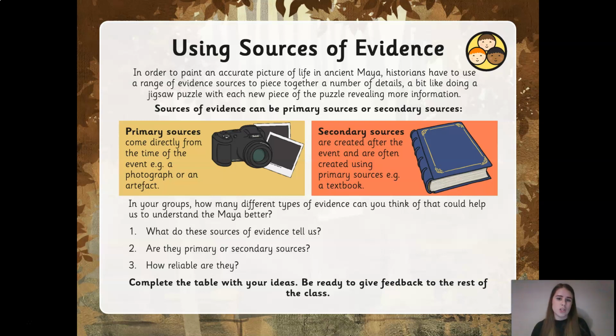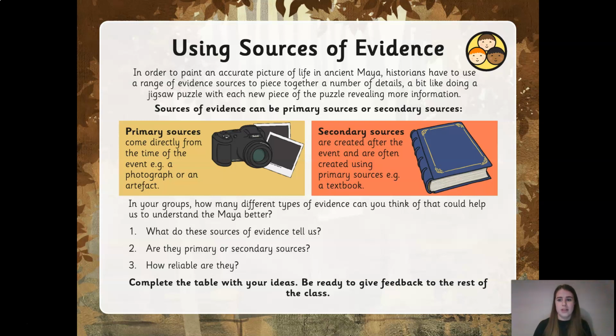And then we have our secondary sources. Now, these are resources that are created after the event has happened. So this is when we are recapping or rethinking about something that's in the past. So this could be when you use textbooks or storybooks or any drawings or pictures that people have made based on other evidence.